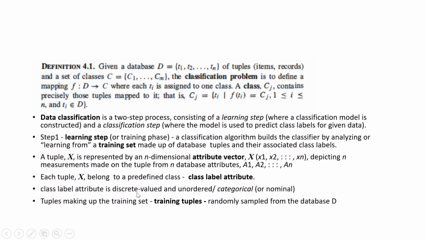The class label is generally discrete valued or categorical data, and the tuples making up the training set, or the training tuples, are randomly sampled from the database. You choose a set of randomly sampled items as a training set. Given a data set D, a subset of it is taken as a training set, and the remaining you keep for testing later. That is called the test set.